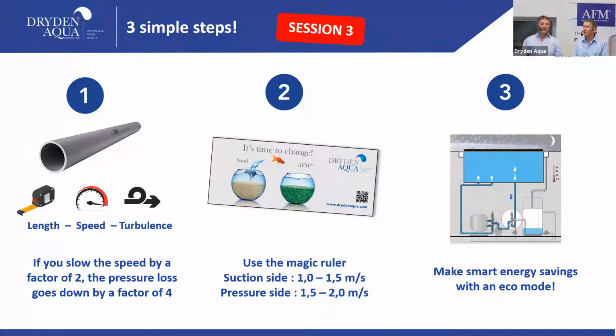Okay, let's summarize in 3 simple steps. Step number 1, when you dimension pipe work, there are 3 factors that are important: length of the pipe, the speed at which the water is traveling, and the turbulence, right? So if you slow down the speed by a factor of 2, the pressure loss will go down by a factor of 4. Step number 2, use the magic ruler. Done, right? Step number 3, make smart energy savings, by using, for example, the eco mode. Let's keep the earth green. Significant opportunities here.